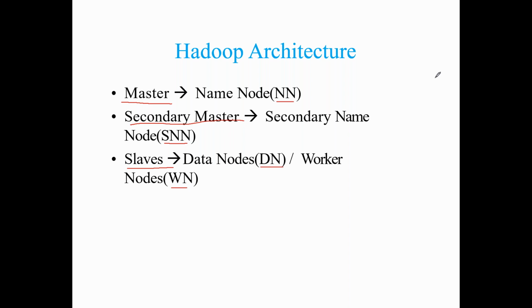So these technical terms are really important. Let me repeat it again. So master is called as name node, NN. Secondary master is called as secondary name node, SNN. Slaves are called as data nodes, DN, or worker nodes, WN. So I'm going to use these technical terms going forward.